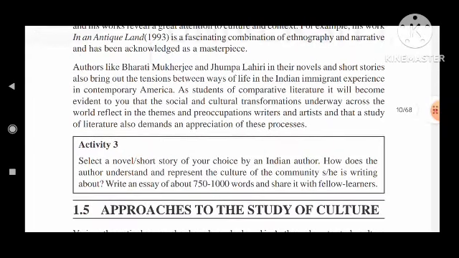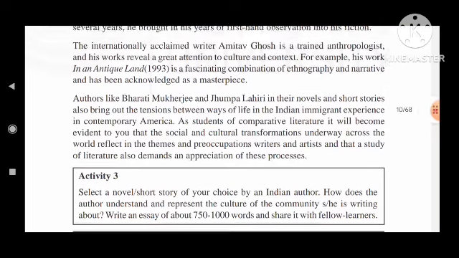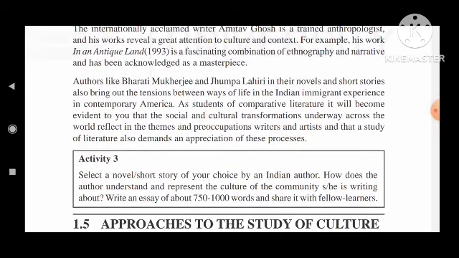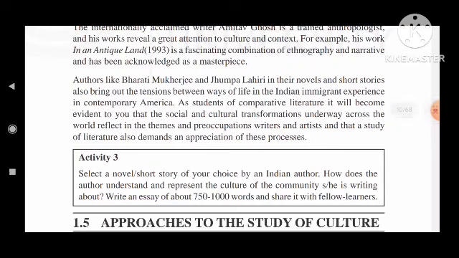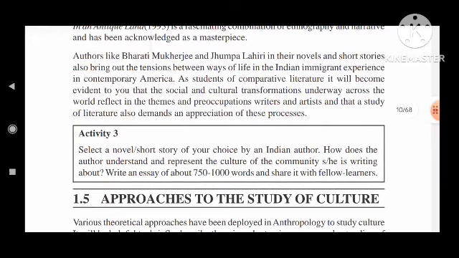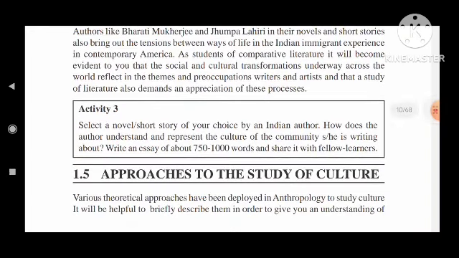Authors like Bharati Mukherjee and Jhumpa Lahiri, in their novels and short stories, also bring out the tension between ways of life in the Indian immigrant experience in contemporary America. As students of comparative literature, it will become evident to you that the social and cultural transformations underway across the world are reflected in the themes and preoccupations of writers and artists, so a study of literature also demands an appreciation of these processes.